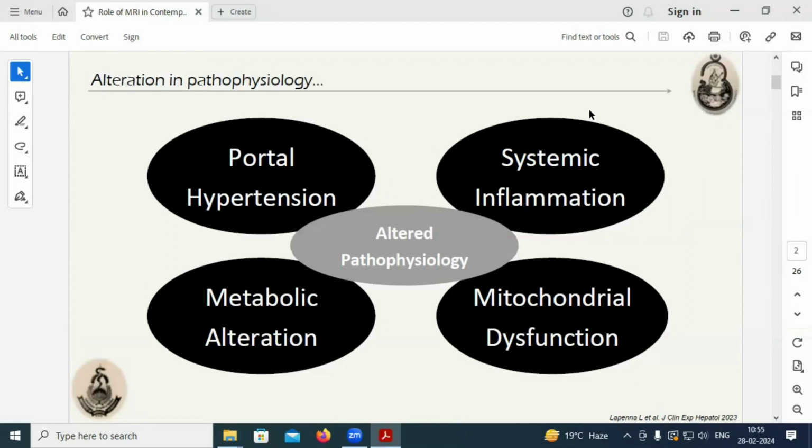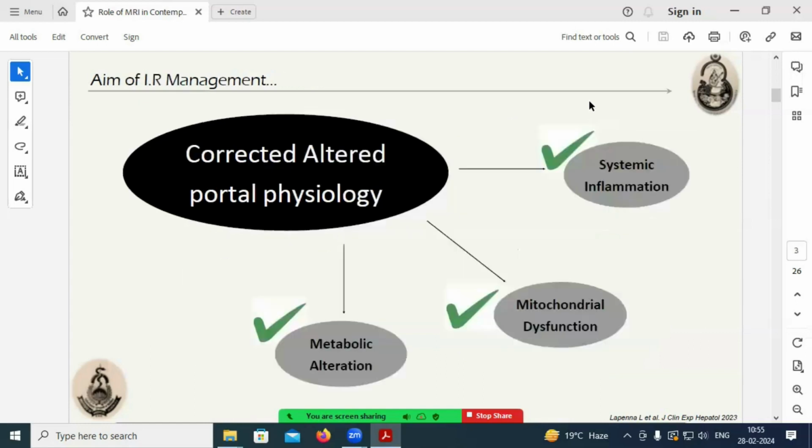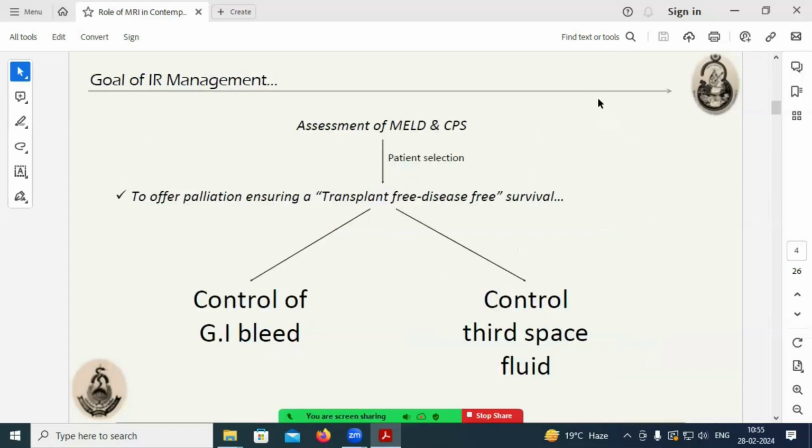But now, with the increasing body of evidence, there are many more stakeholders that have been brought into the picture. That is the systemic inflammation, the mitochondrial dysfunction, the metabolic alterations. These things also have to be evaluated and simultaneously taken care of, so that even if we end up creating a successful shunt, we don't end up creating a complication. But all said and done, if we correct the basic pathology, that is the altered portal flow, the other things tend to fall in line. But we have to understand what extra we have to do and how we have to evaluate it.